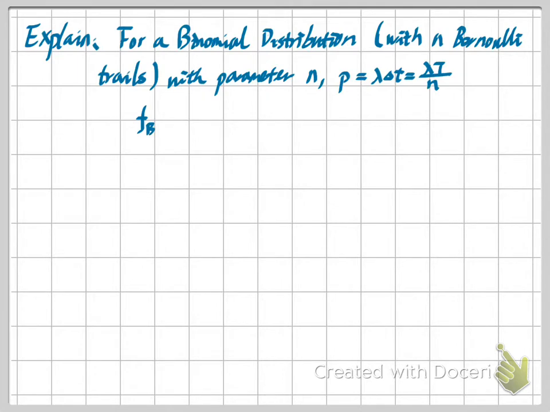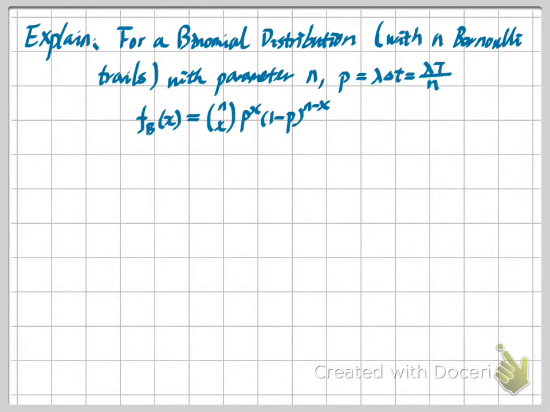So here I use f sub capital B to denote the PMF of our binomial distribution. So we have the formula, right? The formula is this combination times p to the power x and 1 minus p to the power n minus x. This means in the n Bernoulli trials, x of them succeed and n minus x fail.